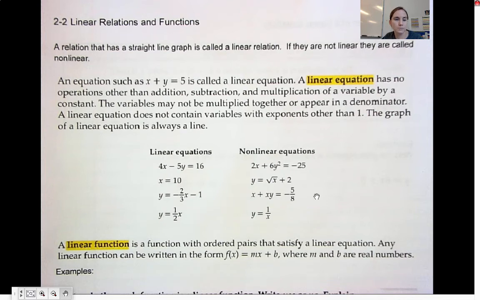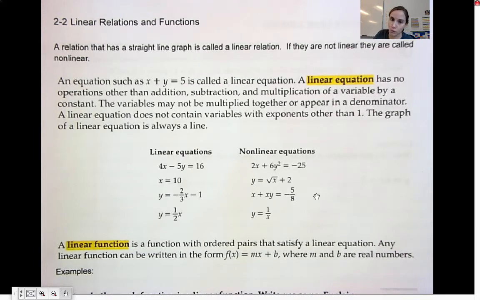This is Chapter 2, Lesson 2, Linear Relations and Functions. Anytime you get a graph of a straight line, that is called linear. So if it's not a straight line, it's called nonlinear.